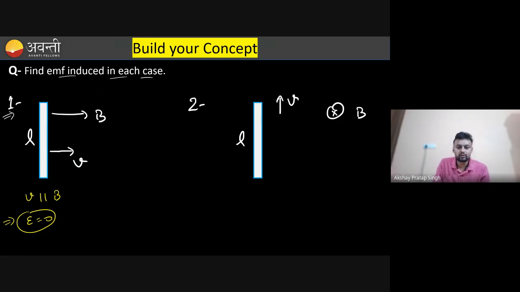Now in the second question, the magnetic field is into the plane, length is along the y-axis, but velocity is also along the y-axis. Here, length is parallel to the velocity. That means EMF will again be 0. How simple is that? You can identify. You need to identify it very quickly. Now on the next slide.